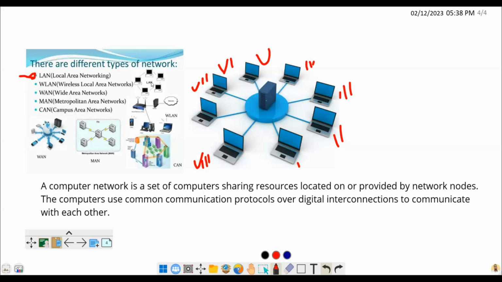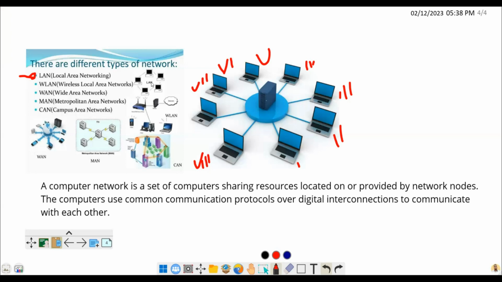Then we have the metropolitan area network. This one is also a bit bigger compared to a local area network. It covers a geographical area like a certain region, like a district, and this can cover different institutions. For example, a bank has different branches in a country. The type of network that enables these institutions to communicate is what we call the metropolitan area network.